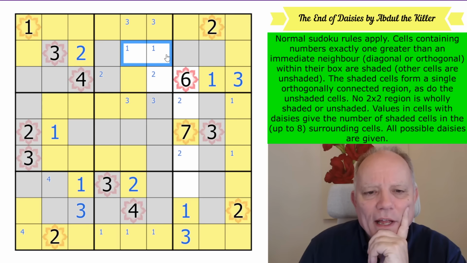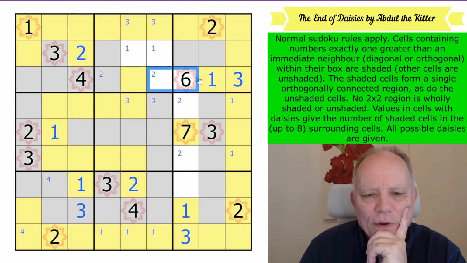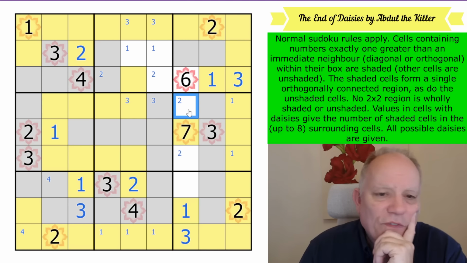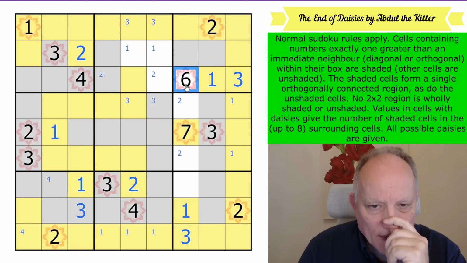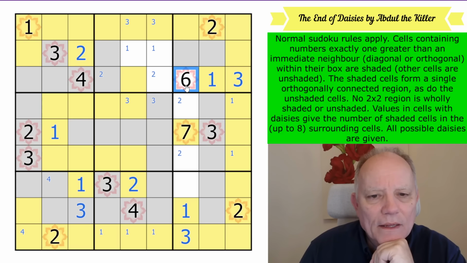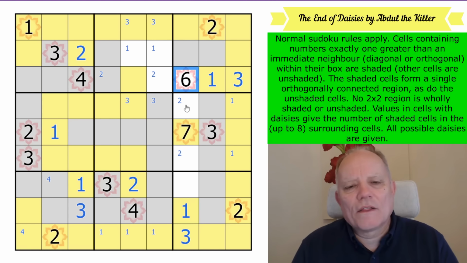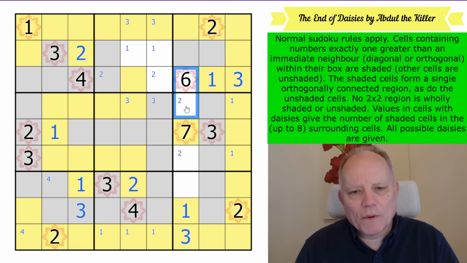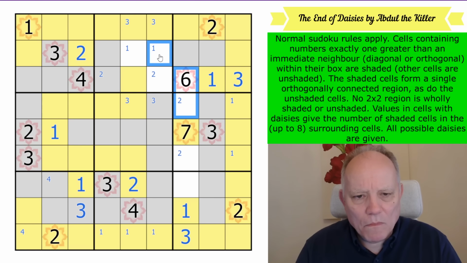If they were grey, yellow would have to get out through here. Then that would be grey. That's fine. If that was grey, that would be grey to avoid a checkerboard. And then that would be the last grey cell. And yellow would get out through the top.